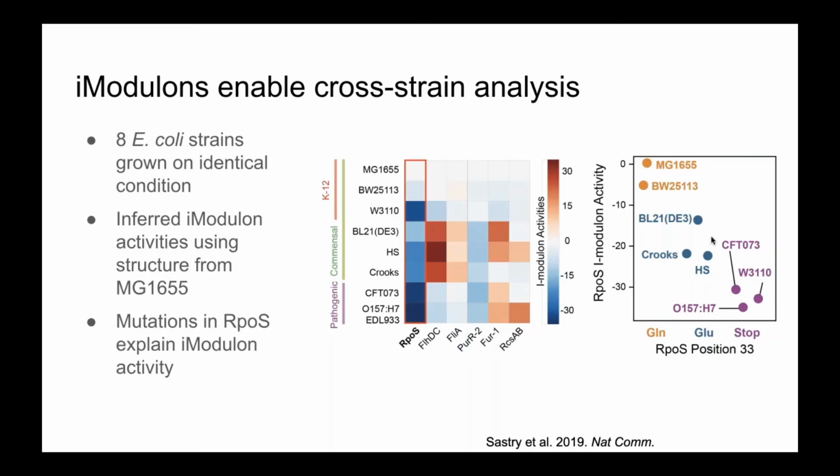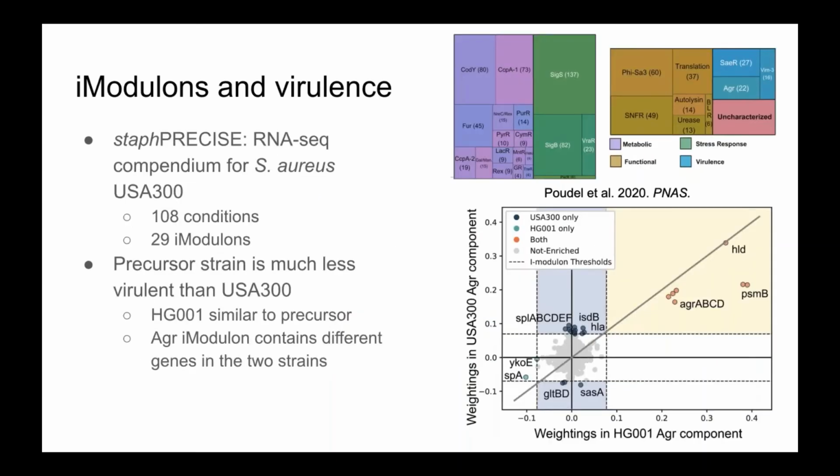So we've also expanded our ICA computations to other organisms. For example, we created a PRECISE, or an RNA-seq compendium, for Staph aureus USA300. So this is a hospital-acquired MRSA strain, and we collected over 108 different experimental conditions, and we're able to pull out 29 iModulons from this data set, things ranging from metabolic to stress response to virulence factors.